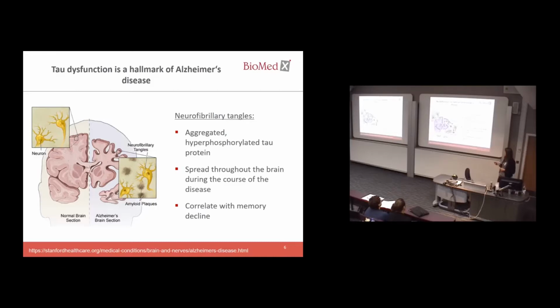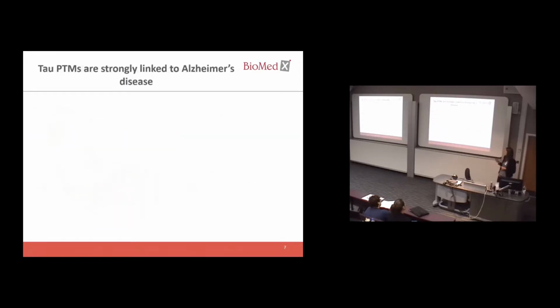You might be familiar with the extracellular amyloid plaques, but there are also intracellular protein aggregates that actually consist of hyperphosphorylated tau protein, and that spread throughout the brain during the disease. The brain regions affected by this tau phosphorylation correlate very well with the phenotypes of the disease, so the spreading correlates with the memory decline in the patients. But other PTMs are also strongly linked to Alzheimer's disease, and it's slowly coming up in the literature that it's not only all about phosphorylation.